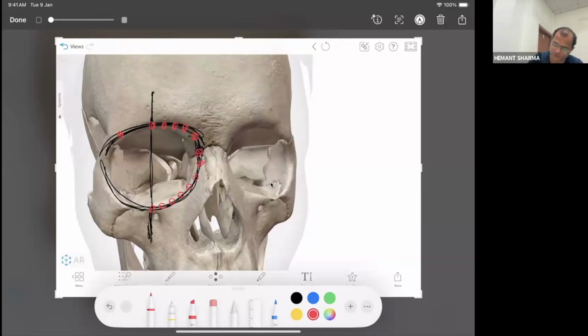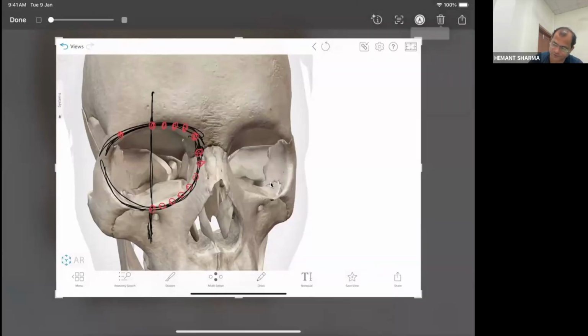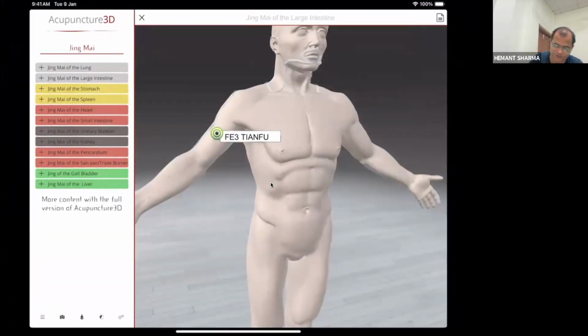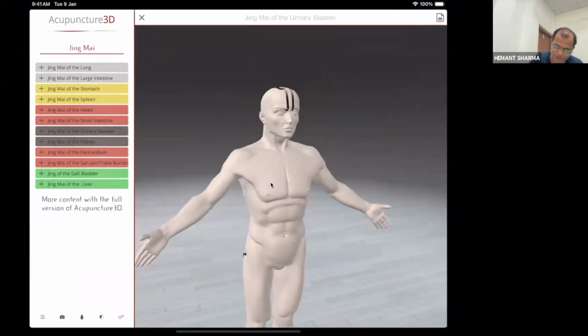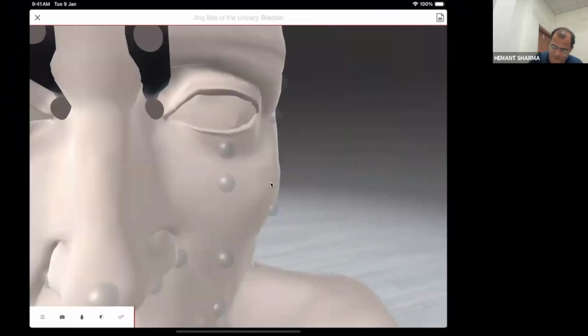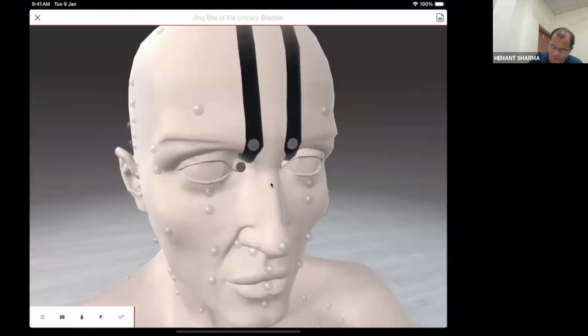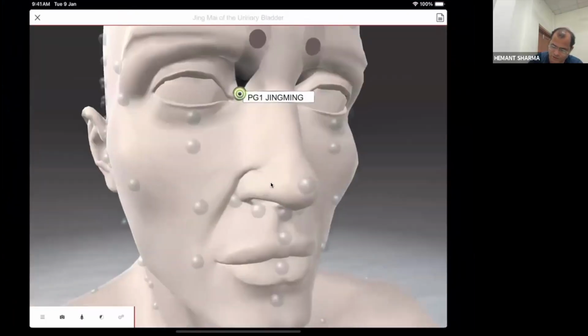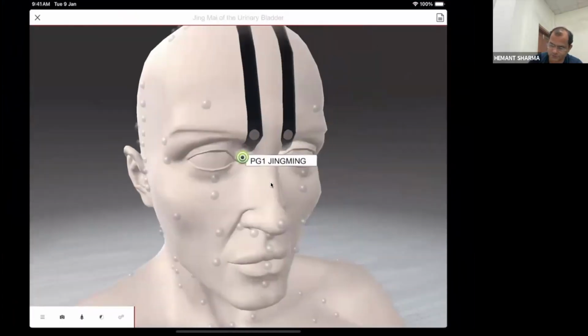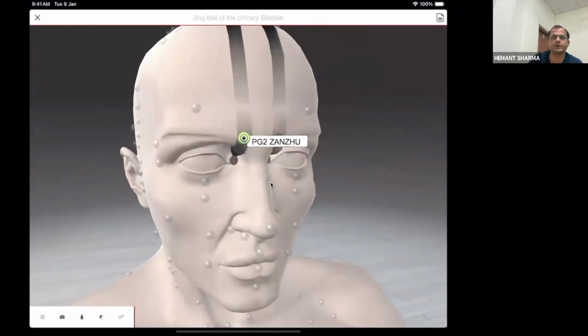So before proceeding ahead, let's see the meridian channels. So the urinary bladder meridian is passing from here. We can see the urinary bladder 1 and this is the urinary bladder 2. तो आंखों के अंदर से यूरिनरी ब्लैडर मेरिडियन जाता है.